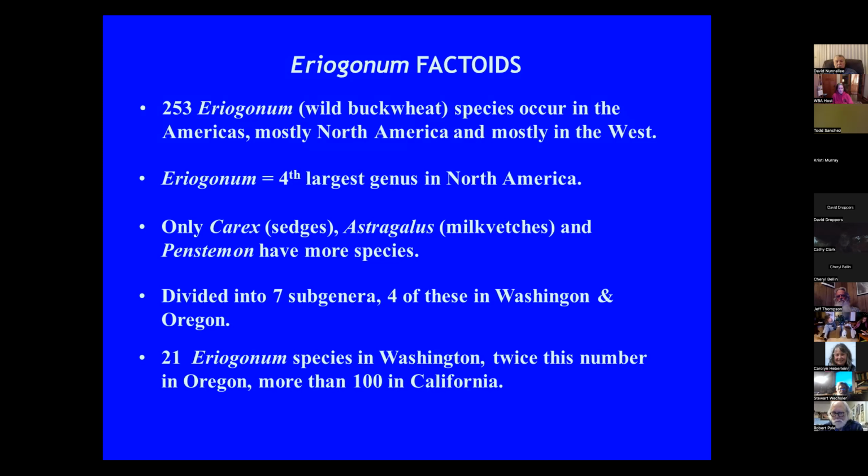There are 21 Eriogonum species in Washington, twice this number in Oregon, and more than 100 in California. Clearly, the centroid for Eriogonum diversity is south of us. In fact, we're kind of up at the northern limits. California and Nevada, and perhaps on east into Utah, are really where the bulk of the Eriogonum species are.